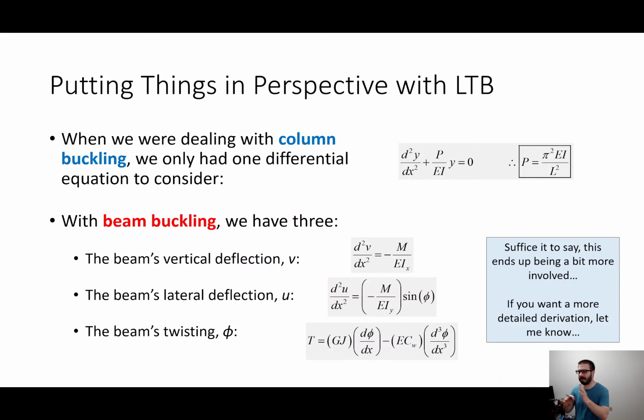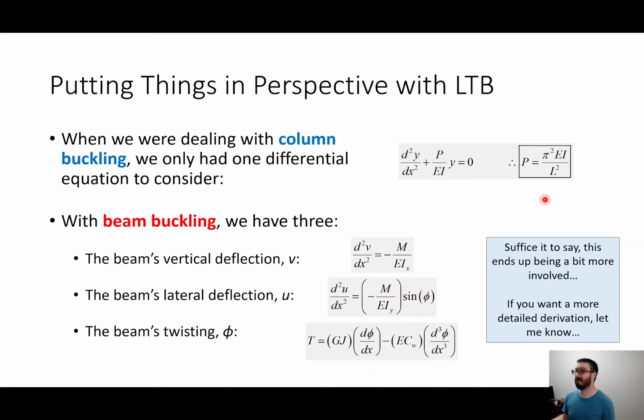Like I said, the derivation is kind of involved. To put it in perspective, when we were looking at column buckling, we only had one differential equation to solve. We said that the second derivative of deflection plus P over EI times y equals 0. We solved this differential equation in order to get this term. That was the solution, that's the buckling load. Now we took this buckling load and modified it, but that's the solution. So we only have one differential equation to get this.